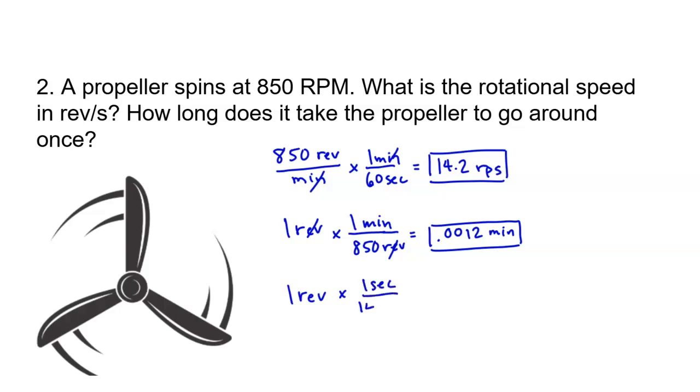And then if I wanted to calculate it in seconds, I could take 1 revolution times 1 second over 14.2 revolutions, which is what I got from the first part of this question. And I'm putting revolutions on the bottom once again because they cancel out. And if I take 1 divided by 14.2, I get 0.070 seconds.